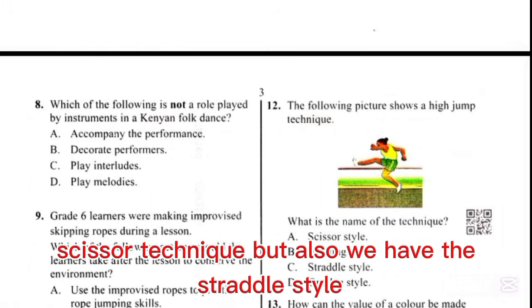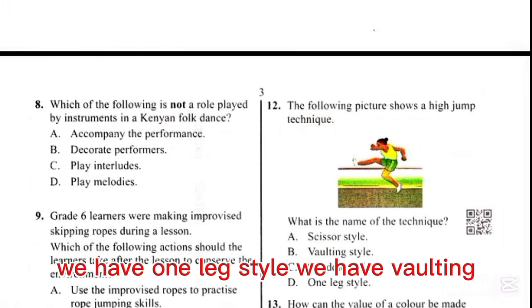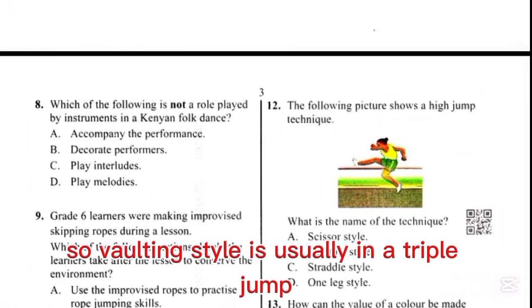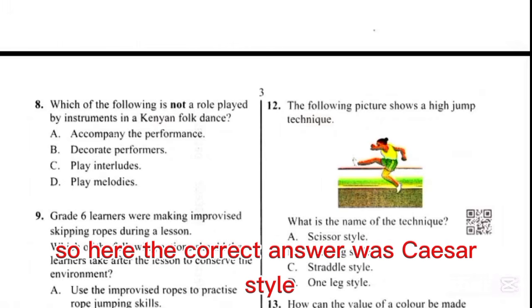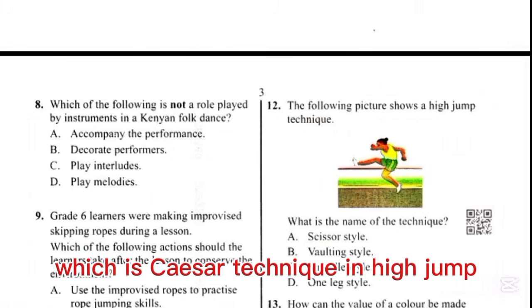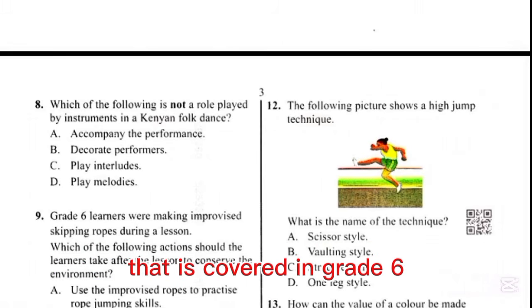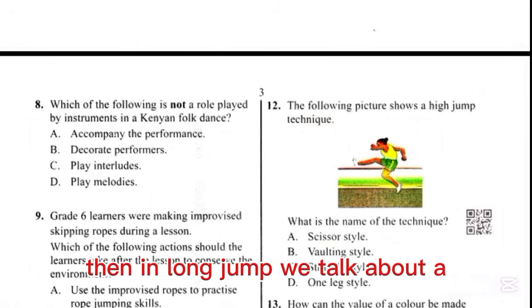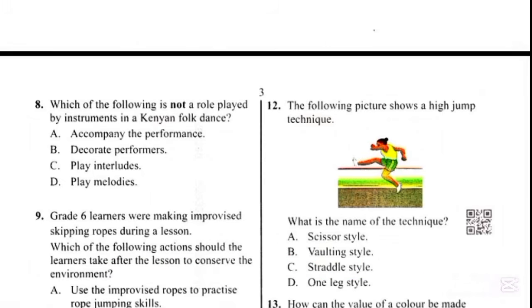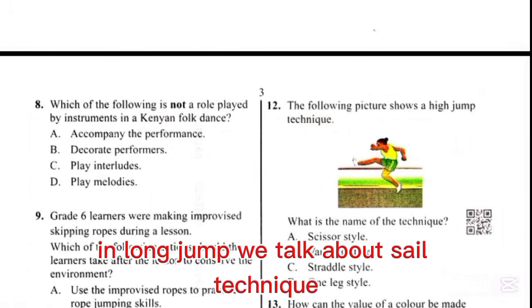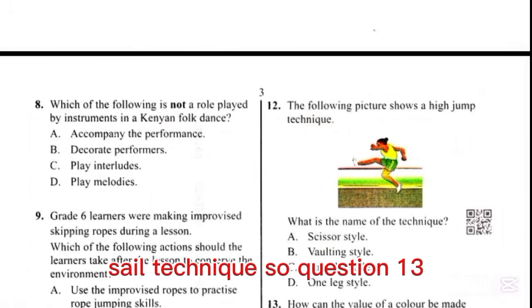technique. But also we have the straddle style, we have one leg style, we have vaulting. So vaulting style is usually in a triple jump. So here the correct answer was scissor style, which is scissor technique in high jump that is covered in grade 6. Then in long jump we talk about sail technique.